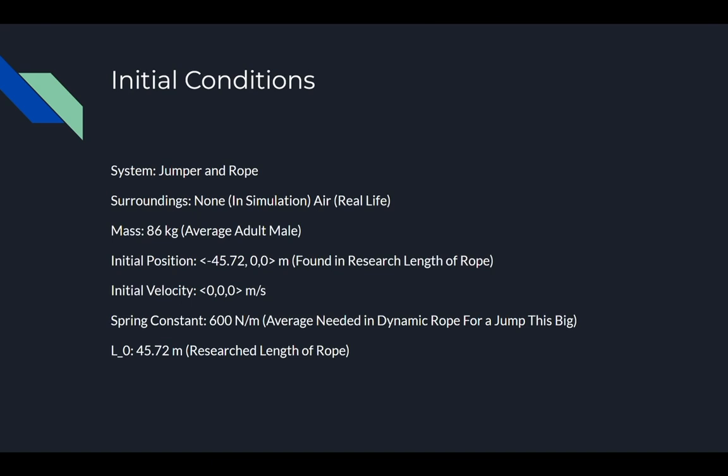And the spring constant is 600 newtons per meter because that is the average needed in a dynamic rope for a jump this big. And L naught is 45.72, the length of the rope.